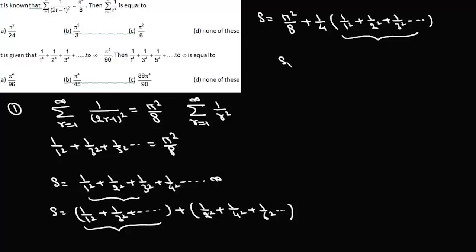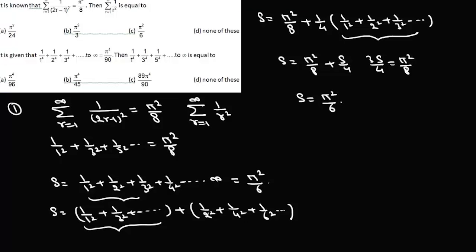So it is s equals pi square by 8 plus s by 4, or we can write 3s by 4 equals pi square by 8, or value of this s is pi square by 6. So value of this sum, 1 upon 1 square plus 1 upon 2 square plus 1 upon 3 square up to infinite, it is pi square by 6. That is one of the very famous problems known as the Basel problem, and we have already made a video on how to prove 1 upon 1 square plus 1 upon 2 square is equal to pi square by 6.